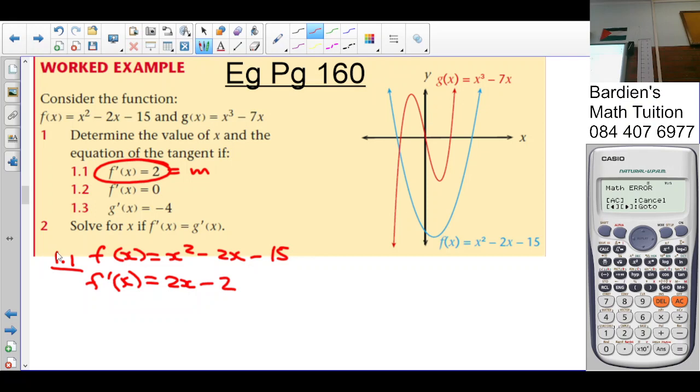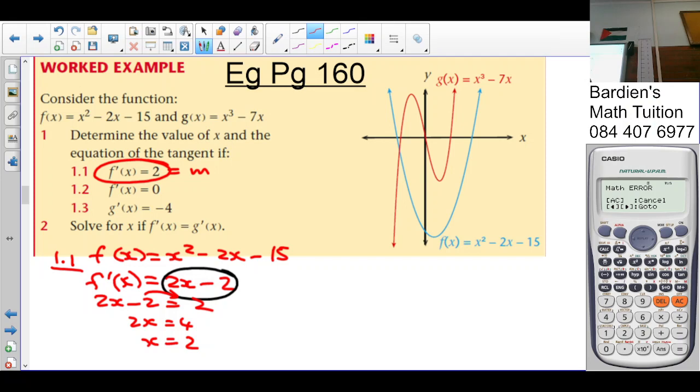So if f prime x is equal to 2, that means 2x minus 2 is equal to 2. Can you see it? If f prime x is equal to 2, what does that allow us to do? It allows us to solve for x. So x is equal to 2. So what does that mean?